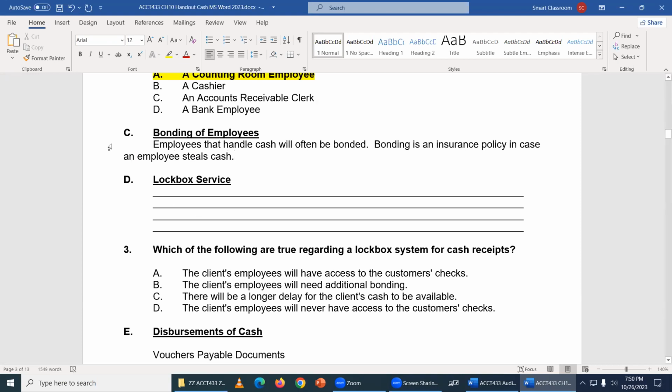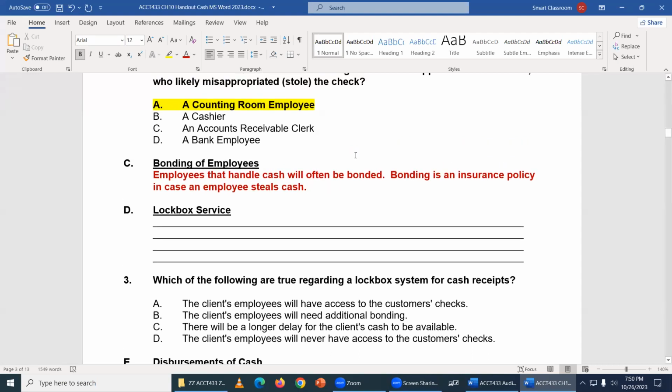Bonding is an insurance policy in case employees steal cash. So you bond employees. If you work as a cashier in a bank or something like that, a lot of times they'll be bonded. People who work with cash will be bonded. And the bonding company is just an insurance company, and they say, okay, if anything bad happens, we will reimburse you for however much was taken by the employee.